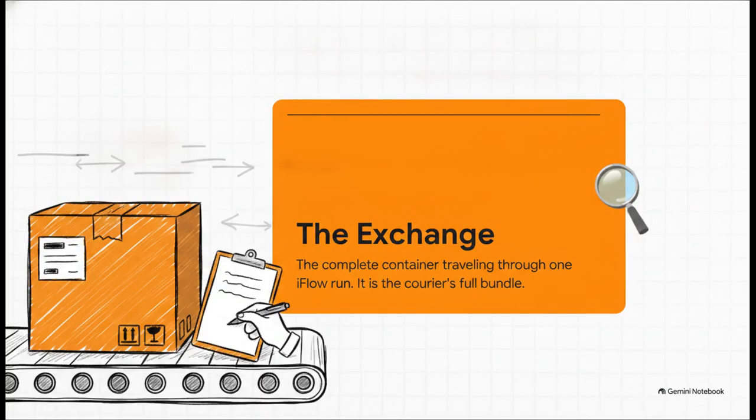First up is the exchange. When a message enters your iFlow, CPI wraps it in a single master container called the exchange. Think of this as the complete bundle that a courier carries. It's not just the cardboard box, it's the box, the shipping label glued to the outside, and the private clipboard the courier is holding in their hand. Crucially, in any given flow run, there's exactly one parcel on the belt at a time. The exchange represents that entire traveling bundle.